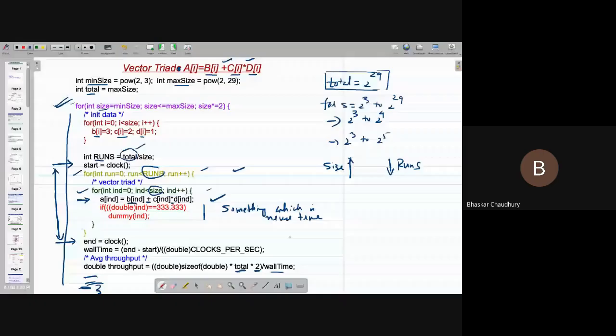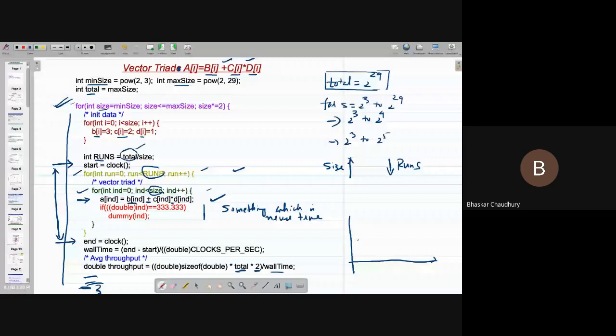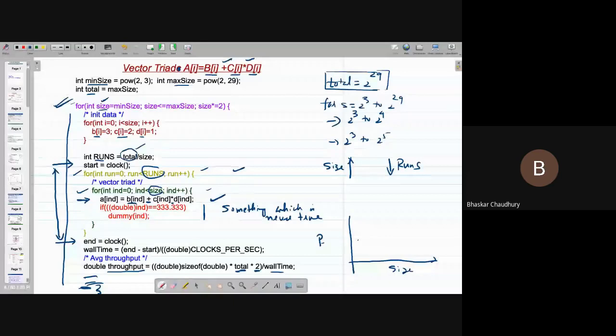Okay. Now I will ask a question actually. Let's say I want to plot something, and in the x-axis I basically want to put this size here. And in the y-axis, I want to put this throughput, so I want to put this performance. So what kind of curve should I get?